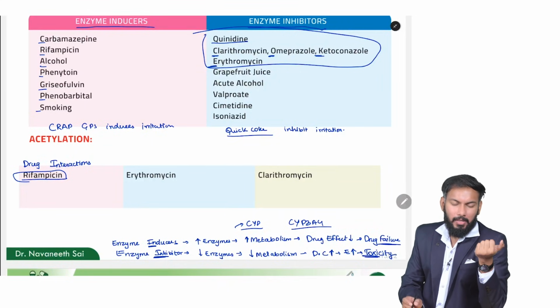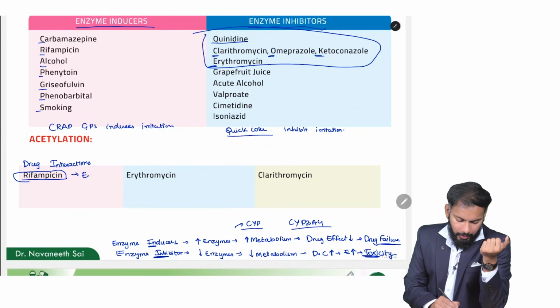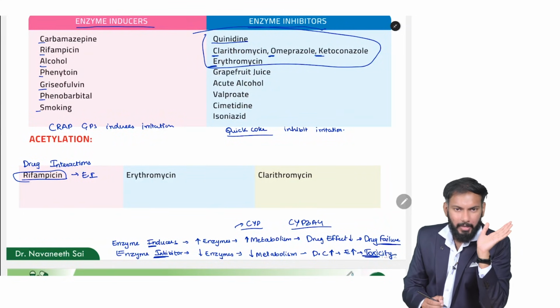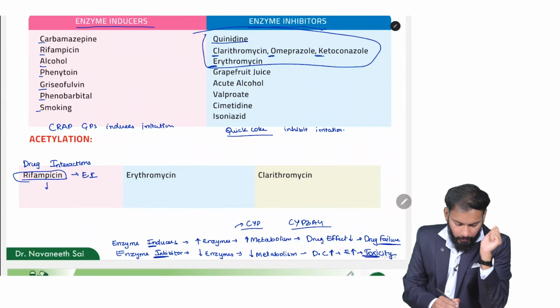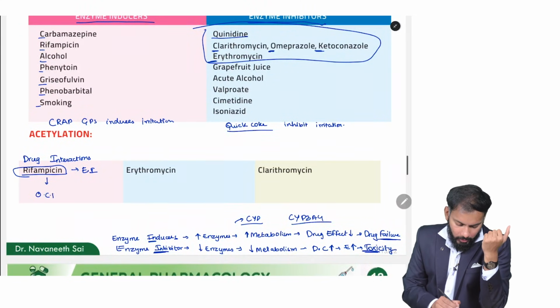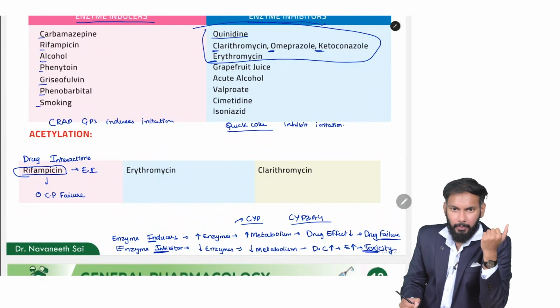What will happen? Rifampicin is an enzyme inducer. So what will happen to the OCP? OCP is also metabolized by CYP. So this will increase the metabolism of OCP and it will cause OCP failure. This is what I want you to understand. Okay.